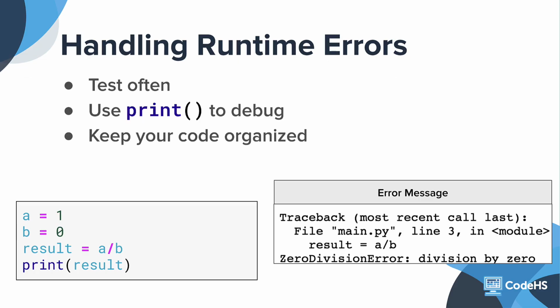To avoid these errors, you should test your program often by running your code in small parts, so you can catch problems early. You can also use the print function to print out variables to see what's really going on in your code. Lastly, keeping clean, organized code makes it easier to read and debug.